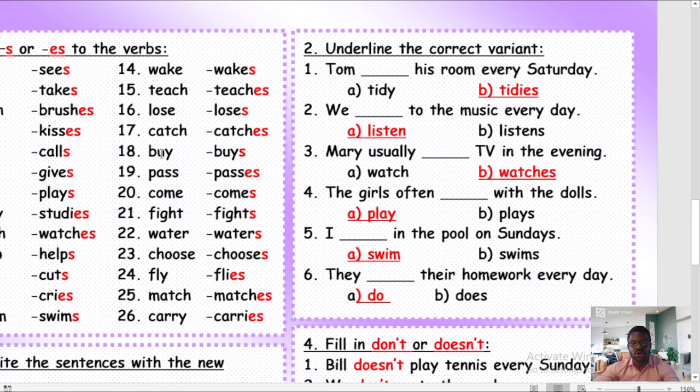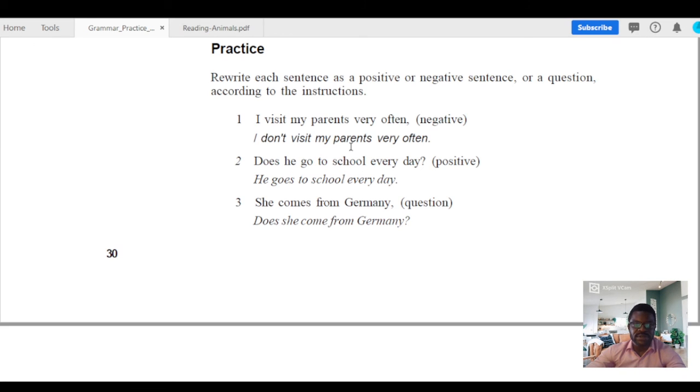So pass, double S, passes. Come, comes. Fight, fights. Water, waters. Choose, chooses. Fly, flies. Here we've got Y again, but because L is a consonant, we replace Y with I and add ES. It becomes flies. Marches. Carry, carries. Another R again. I'm going to test you on this one to make sure we're on the same page. I'm going to let you do some exercises later, but for now, I think I'm going to end it here. Okay, let's practice a little bit.